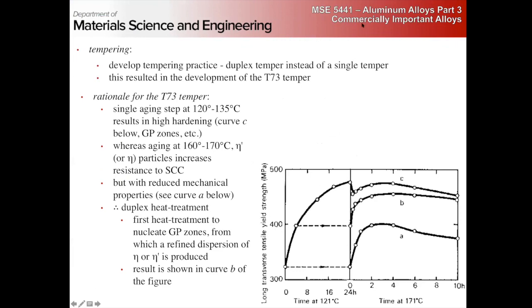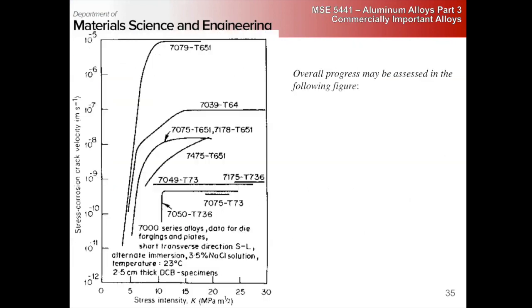I did mention on the exam last time this T73 temper, but if you read the question, everything was in there, even if you didn't remember what the T73 was. Because I had enough information talking about the different annealing temperatures, below versus above the GP zone solvus. And it goes back to that exact same question that I had spoken about earlier.